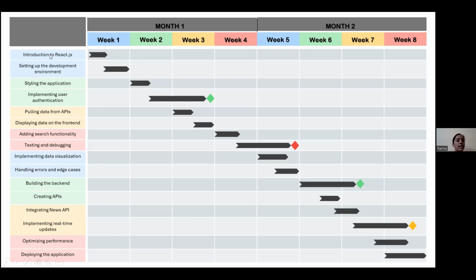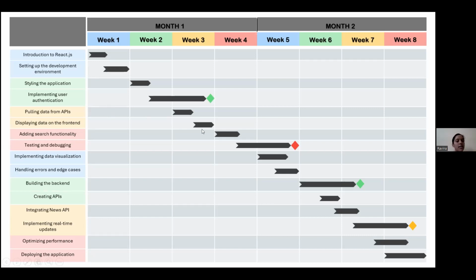Starting from week 1, as I mentioned earlier, all the tasks are on the y-axis and the timeline is on the x-axis. Introduction to React.js and setting up the development environment is done in week 1. And styling the web application and implementing user authentication. Implementing the user authentication needs some more time as it is a risky job, and it can be extended to the next week, but the milestone is week 3. So we have to complete the work in week 3 itself.